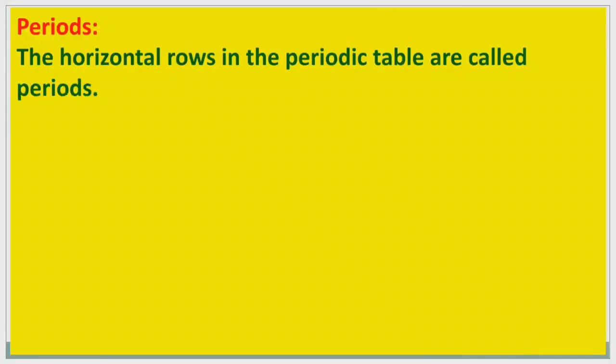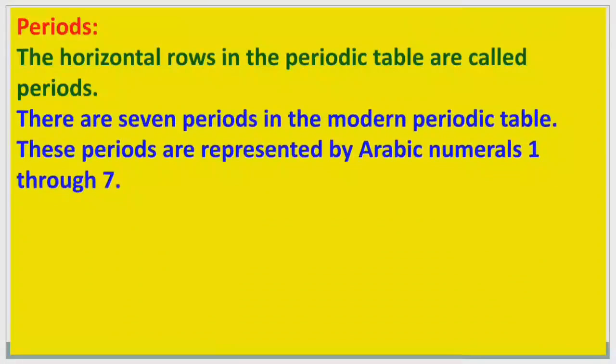The horizontal rows in the periodic table are called periods. In the modern periodic table there are 7 periods. These periods are represented by Arabic numerals 1 through 7.